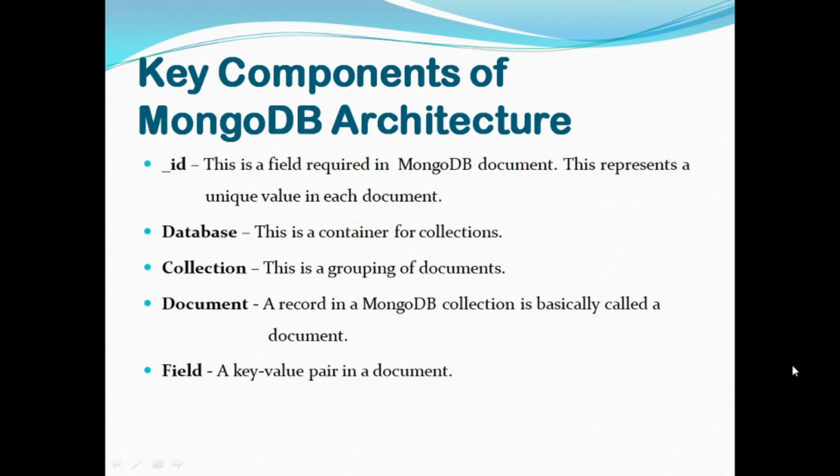Now going to the next phase, the key components of the MongoDB architecture. Here we have a field called _id. This is the mandatory required field in a MongoDB document. It represents a unique value in each document, which means it acts as a primary key in a document.